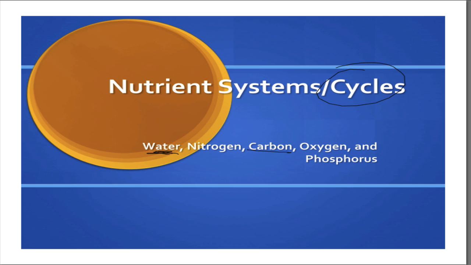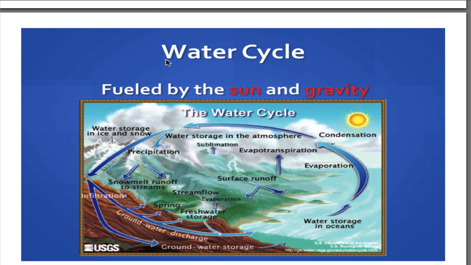All right. So let's get into the water cycle. Now the water cycle is driven by two things. It's driven by one of our best friends, the sun, and then another one of our best friends, gravity. These two things are pretty much the two main players in the water cycle.